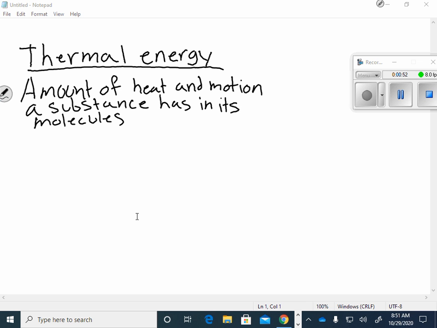And so thermal energy has to do with the substances themselves. Everything in the world has a certain amount of thermal energy associated with it at any given time. And it depends on its environment and its own ability to retain thermal energy.